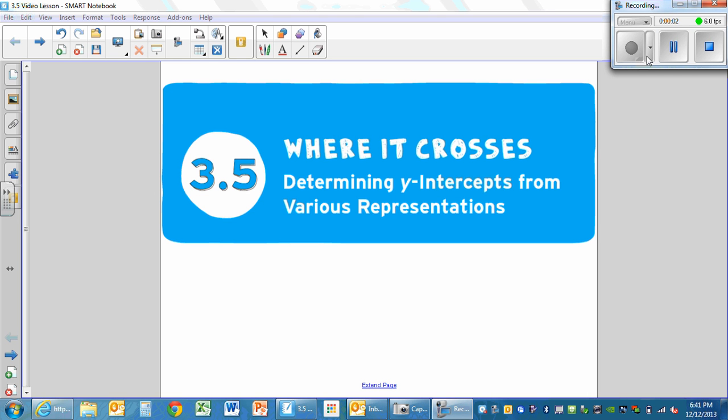Tonight's video lesson is on section 3.5, Where It Crosses: determining y-intercepts from various representations. In the previous lessons, we were talking about the rate of change and figuring out how to come up with the rate of change using tables, graphs, and in the context of a situation or a problem. Now we're going to do the same thing, except this time we're finding the y-intercepts.